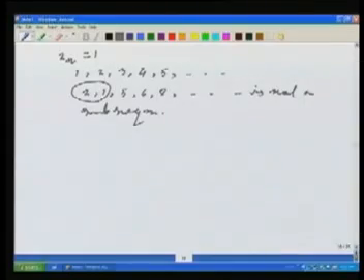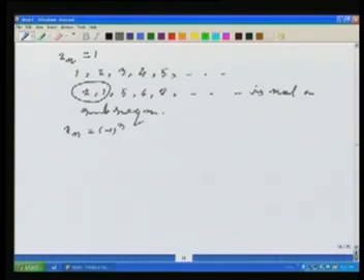Okay? And since a subsequence is also a sequence, that means there also has to be infinitely many terms in this. Okay? It cannot certainly stop. That means it is not really just a subset of the sequence. It itself has to be a sequence.